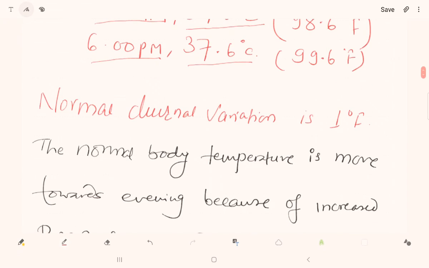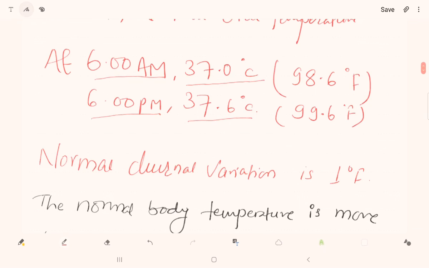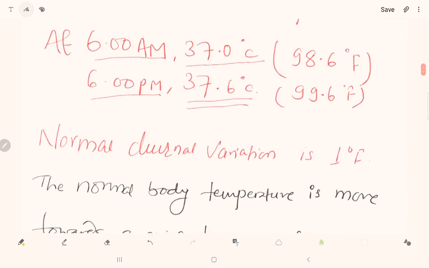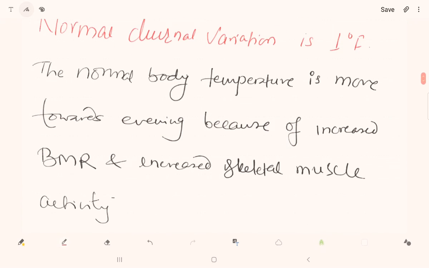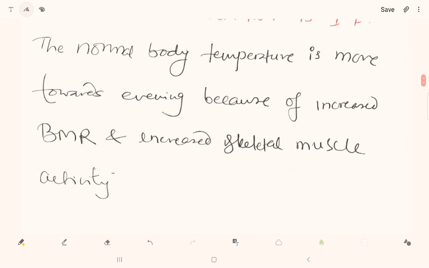So normal body temperature, as you can see, is more, 37.6 than 37.0 degrees Celsius, towards evening because of increased basal metabolic rate and increased skeletal muscle activity.